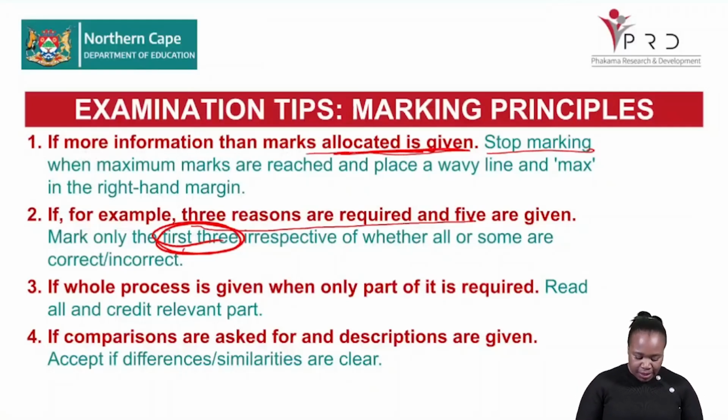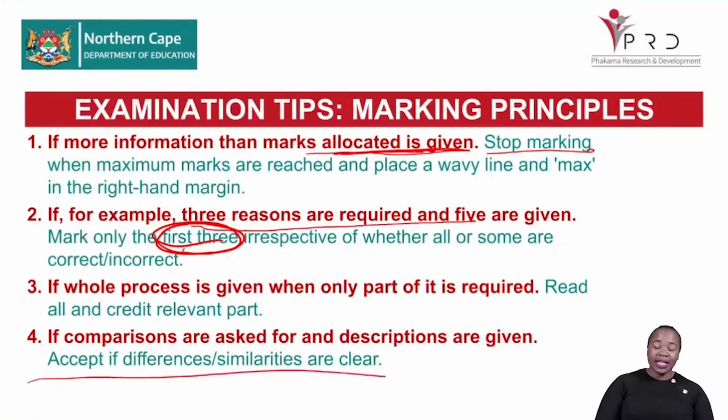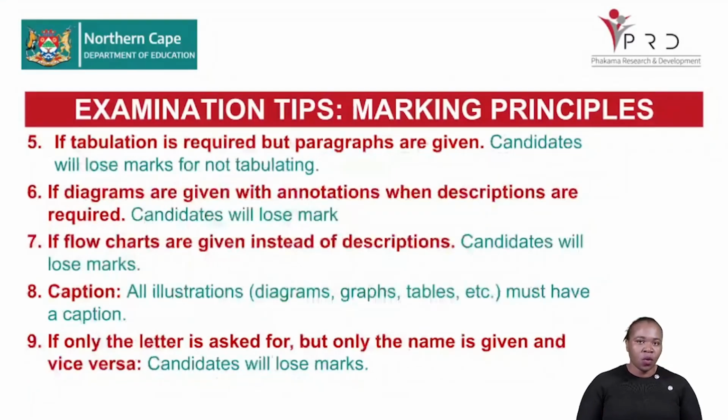If whole process is given when only part of it is required, read all and credit relevant part. This is a good thing. However, it could be a waste of time for you by giving long processes, whereas only a small bit of the question is required. Make sure that you answer as you are asked. If comparisons are asked for and descriptions are given, accept if differences and similarities are clear. I think that is straightforward.